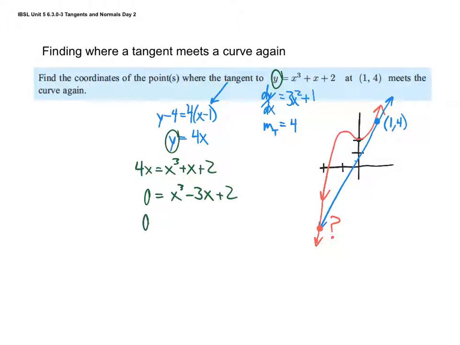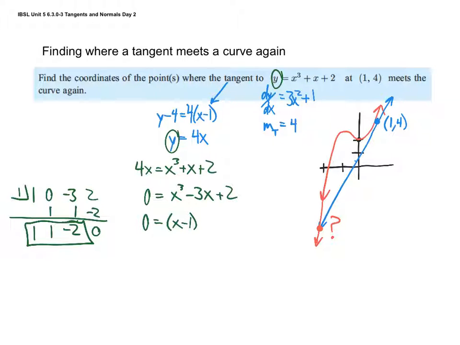So guess what? I'm going to factor out an x minus 1 using my synthetic division. 1, 0, negative 3, 2. I'm going to pull out an x minus 1. So let's see, 1, 1, 1, 1, negative 2, 0. So that factors into an x minus 1 times x squared plus x minus 2. And then that's kind of cool because x squared plus x minus 2 factors into an x minus 1 times an x plus 2. So it's x minus 1 squared, x plus 2.